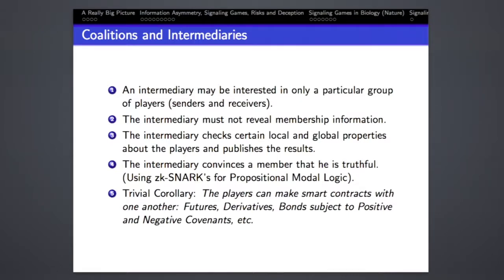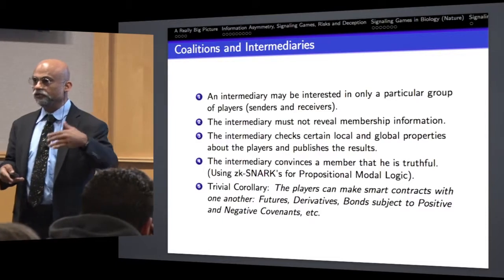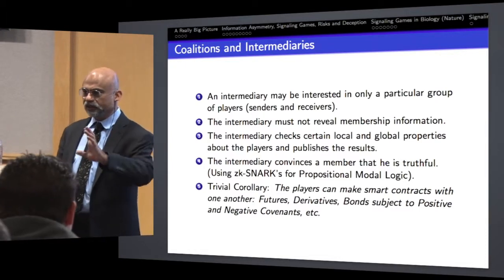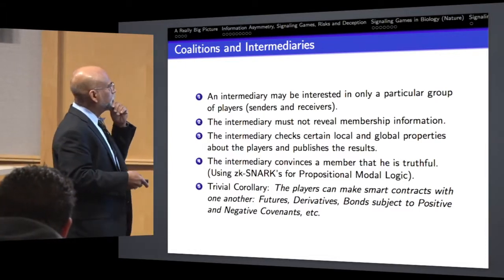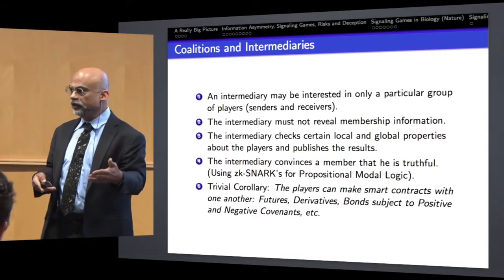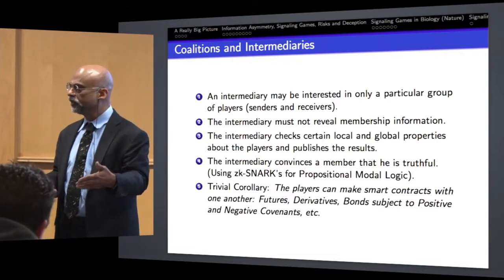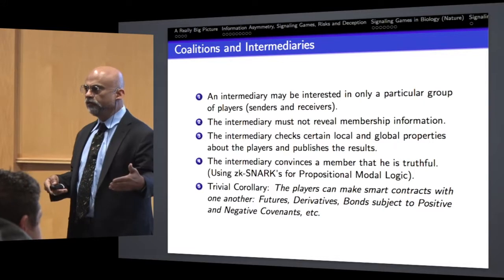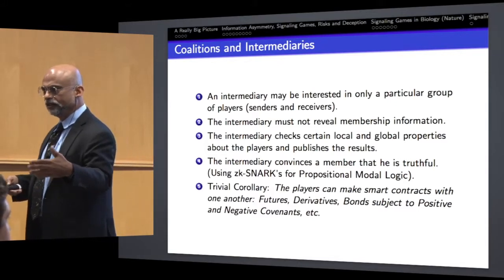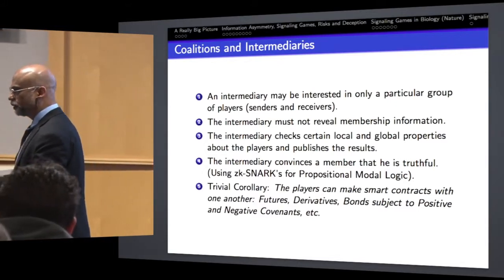The intermediary checks certain local and global properties about the players and publishes the results. So he does all sorts of temporal logic and model checking, et cetera, but he can't tell. He can tell if it is true or false. He can't give a counterexample. He can't tell who else took part. So it's a tricky way of doing model checking. So the trivial corollary: if he is asked whether what he says is true, he can do a zero-knowledge proof showing that what he says is true, but not revealing anything he knows. So you're guaranteed that his proof is correct, but you get zero knowledge about how he came about the proof.